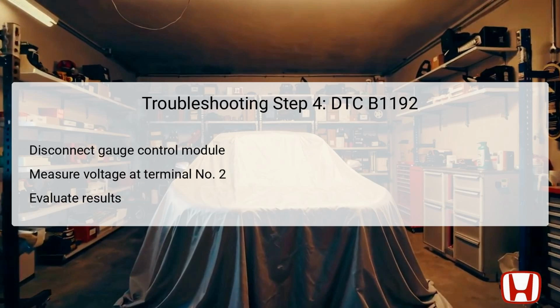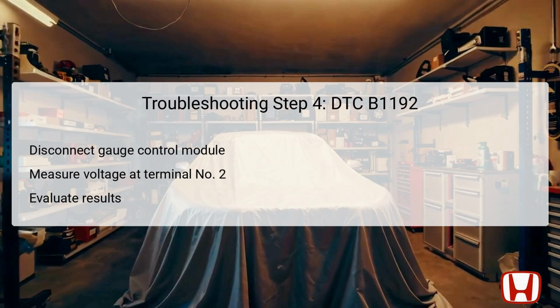The fourth step in this troubleshooting guide involves disconnecting the 32P connector from the gauge control module. This disconnection is necessary to isolate the module and to eliminate it as a potential source of the communication failure. Next, measure the voltage at terminal number 2 of the battery sensor 2P connector and the body ground. This step checks if the UART communication line is functioning correctly.